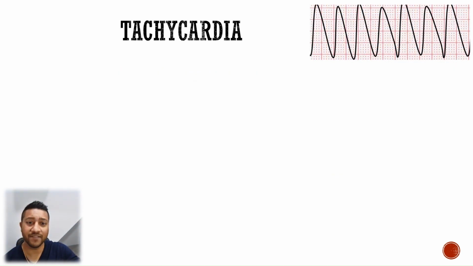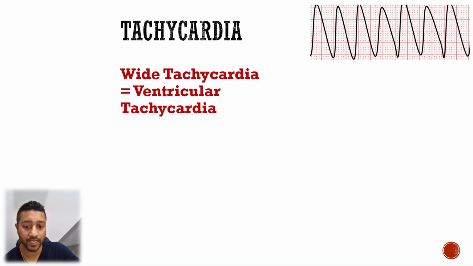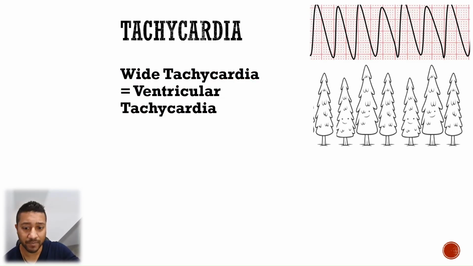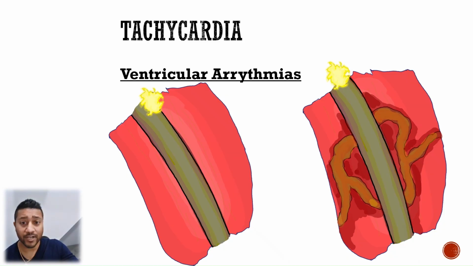Now, what if instead of a narrow complex tachycardia, you see a wide complex tachycardia with a QRS greater than 120 milliseconds? Well, in this situation, you should presume that you're dealing with ventricular tachycardia until proven otherwise. In VTAC, you'll see a fairly organized appearance to the ventricular waves on the EKG, kind of like a lineup of pine trees. Now, ventricular arrhythmias usually occur in hearts with either dead or fibrotic ventricular tissue.